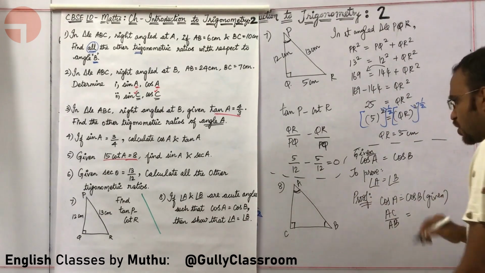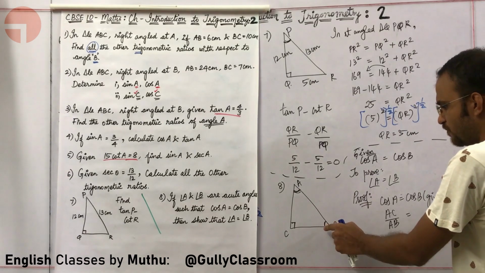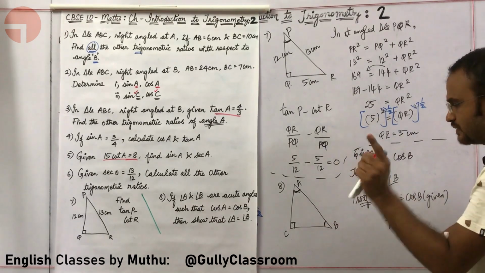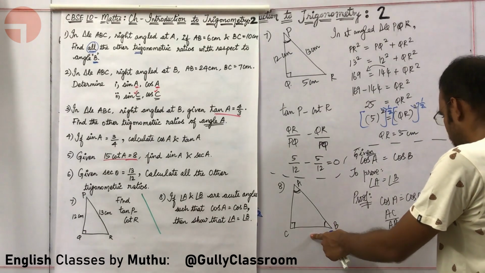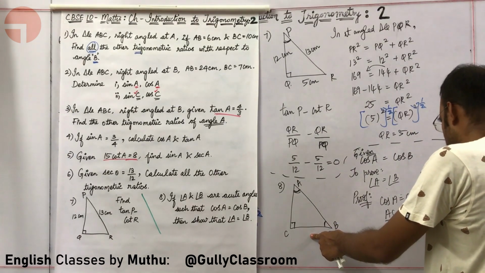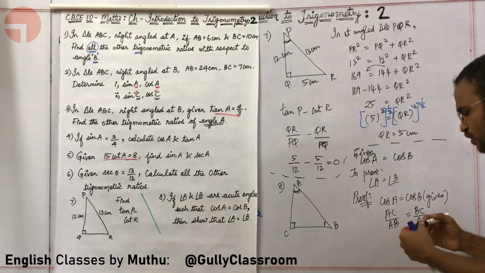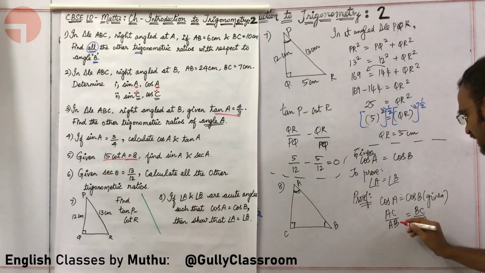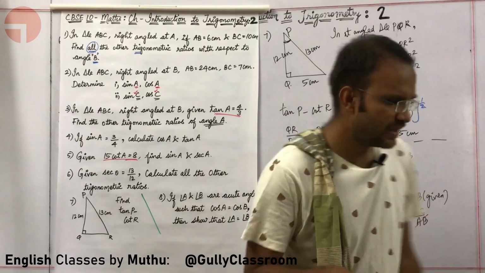Okay, sir. What is cos B? Cos B means adjacent with respect to angle B over hypotenuse. What is adjacent with respect to angle B? BC. Hypotenuse is once more AB. Okay, sir. Now what can I do? I can simply cancel this AB and this AB.